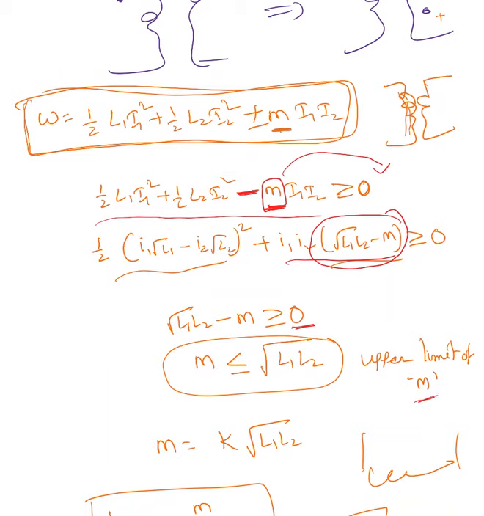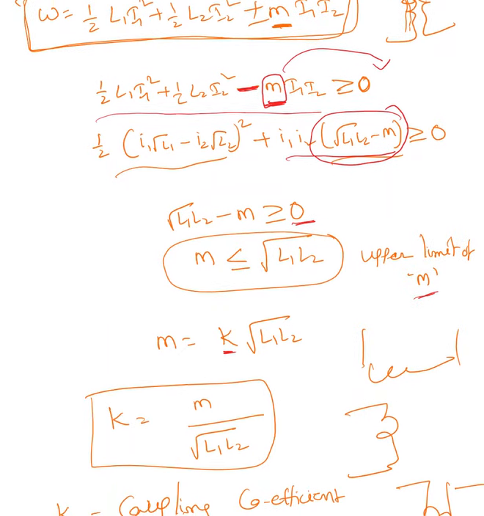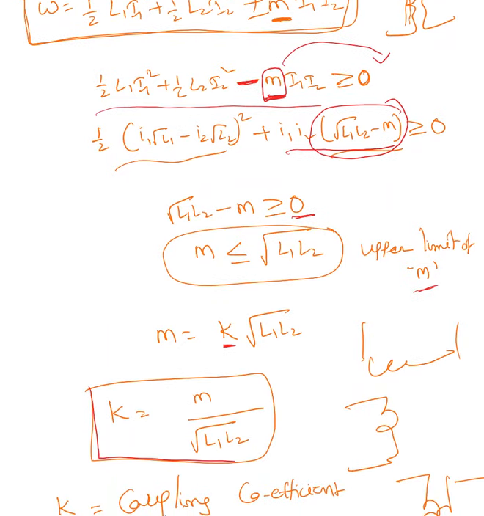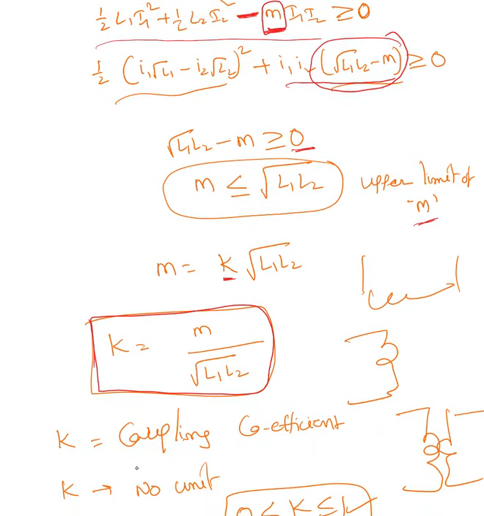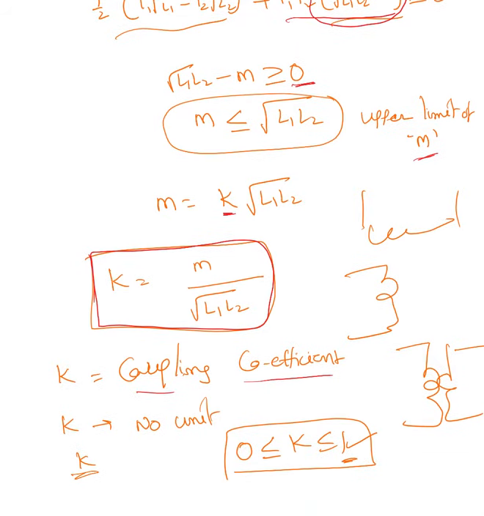Now if I take out that greater than or equal to, I will end up with a constant K. That constant K is equal to M over square root of L1 L2. K is nothing but the coupling coefficient. There are no units for K, and the K value is always between 0 and 1. That coupling coefficient K tells you what the coupling factor is between those two.